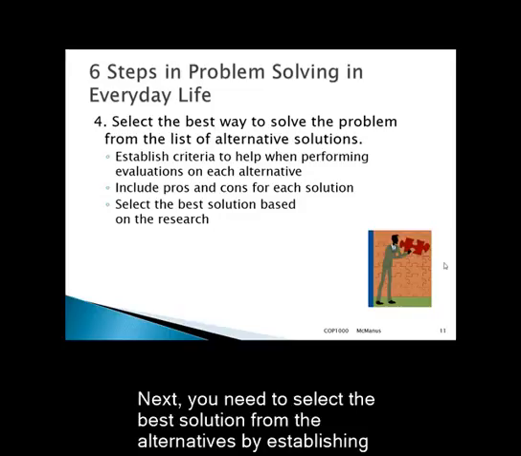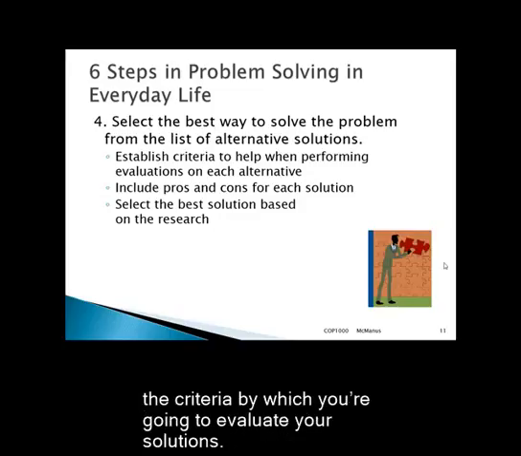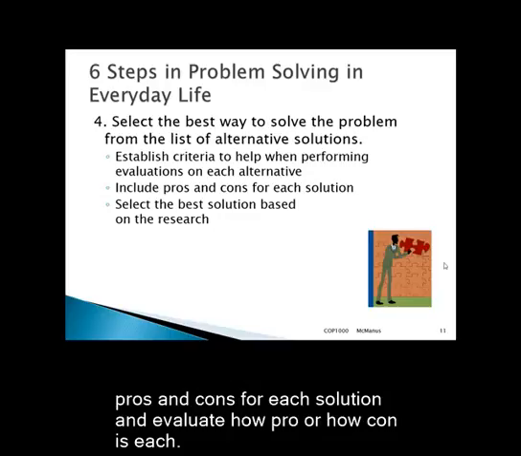So establish criteria, so you can do some metrics, and then you just mark, okay, this solution has better metric compared to the other solution, so you can choose that. You can get the pros and cons of each of the solutions. So that is the fourth step.